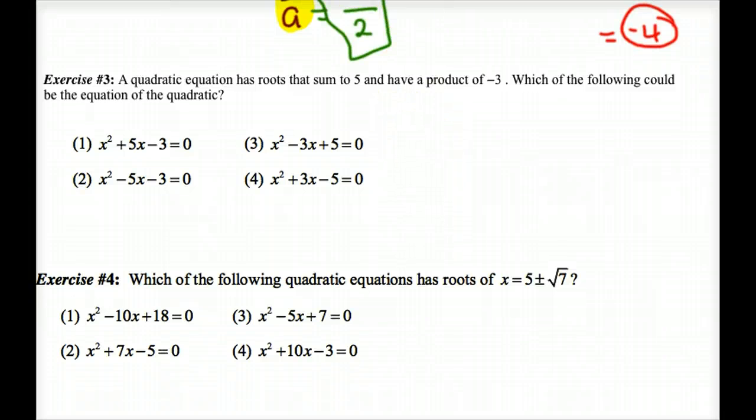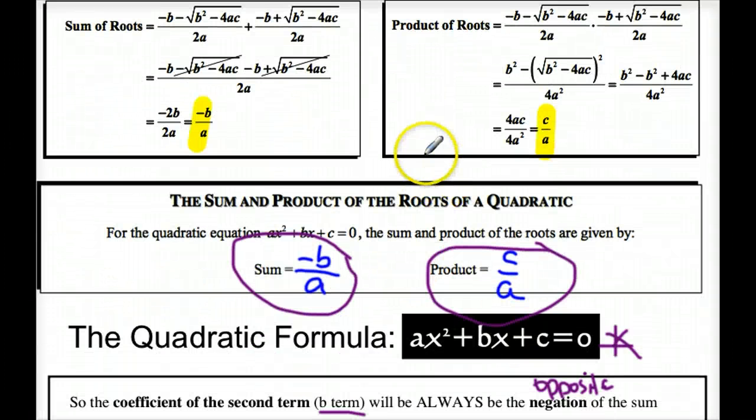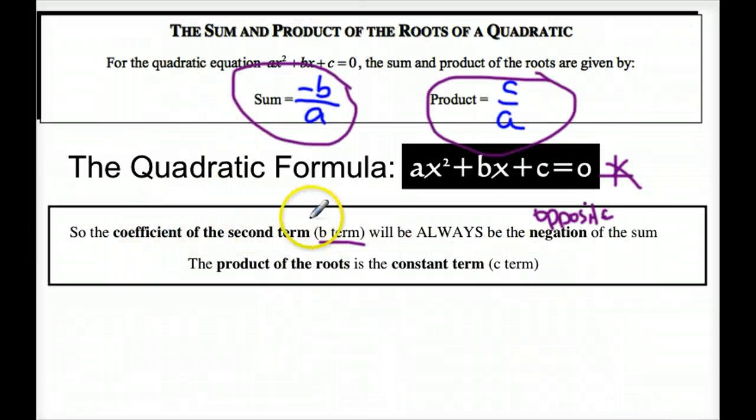Moving on to number 3, and this is pulled from a Regents question. A quadratic equation has a root that is the sum of 5 and the product of negative 3. Which of the following could be the equation? So we said the sum represents what? Go back to your notes at the bottom if you're not sure. The sum is the second term. The B term is always the negation. That's your sum right here.